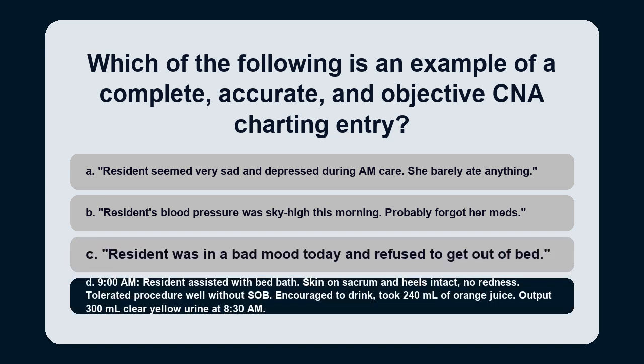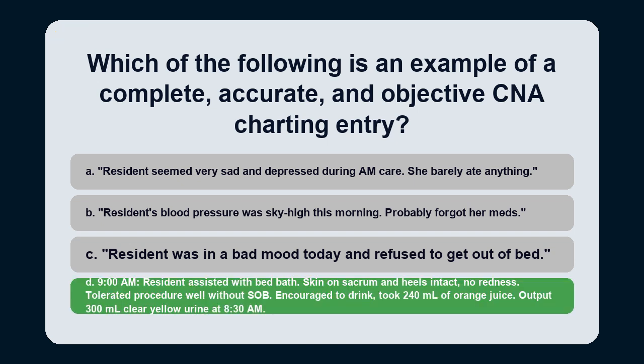Option D. 9 a.m. Resident assisted with bed bath. Skin on sacrum and heels intact, no redness. Tolerated procedure well without SOB. Encouraged to drink, took 240 milliliters of orange juice. Output 300 milliliters clear yellow urine at 8:30 a.m.